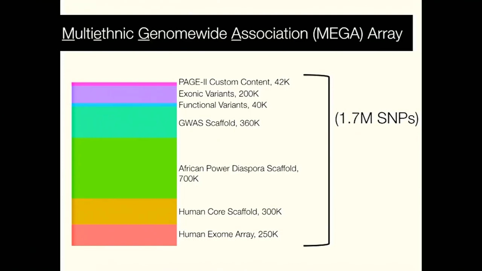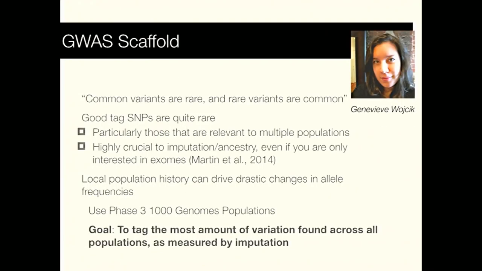So to make a long story short, there are 1.7 million variants on this array, genotyped at $55 a sample, including a ton of new exomic variants with variation from Africa, the Americas, and Asia. We've got this 700K African-power content and a GWAS scaffold that I'll briefly describe because it's really what's going to make this hum. This is the work of Jen Bocic, a postdoc in my lab, who came up with a new way to prioritize the tagging SNPs. And it goes to this idea that common variants are rare and rare variants are common.